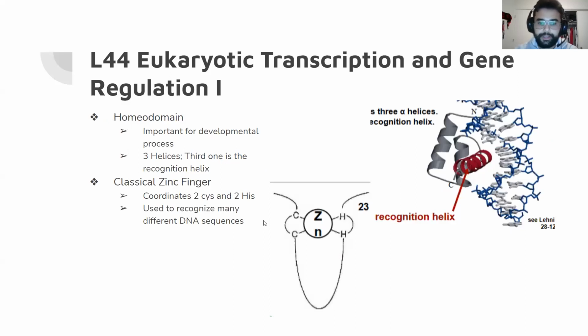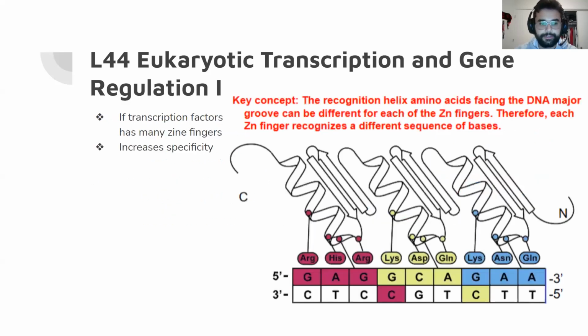So a homeodomain is a DNA binding domain that's important for developmental processes. It involves 3 helices, and the third one is the one that's recognizing the base pairings of the DNA. We have our classical zinc finger. This is coordination between 2 cysteines and 2 histidines with a zinc in the middle. And this is used to recognize very unique and distinct DNA sequences.